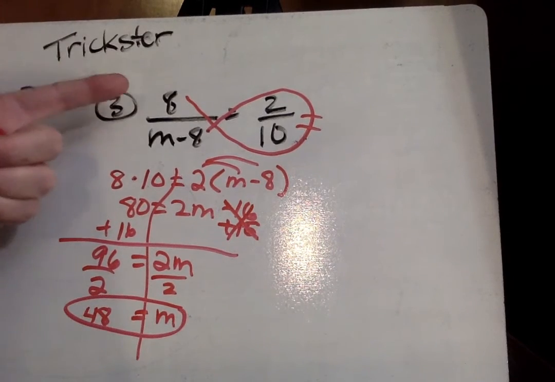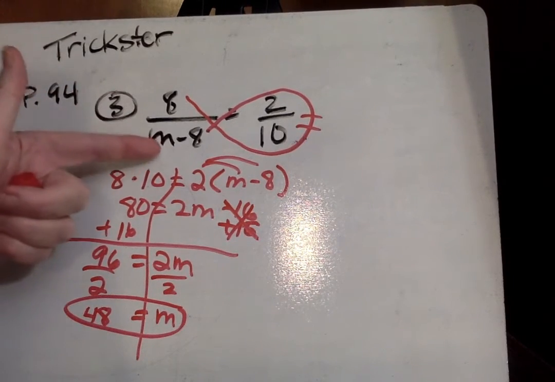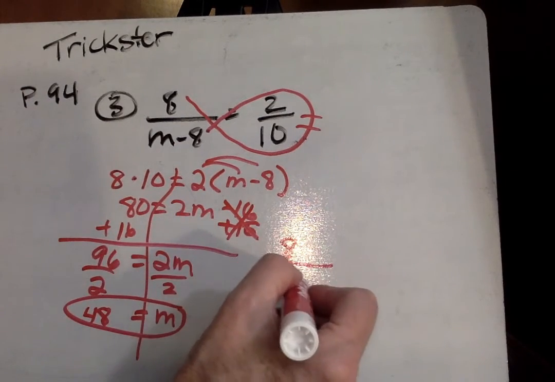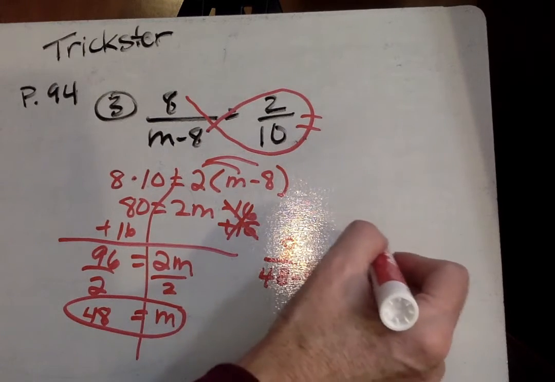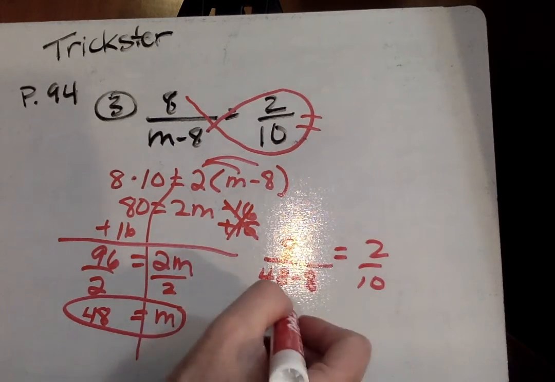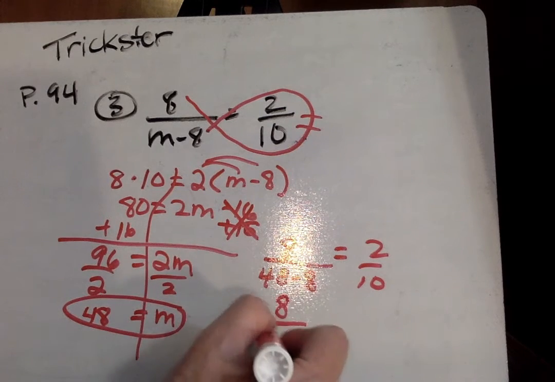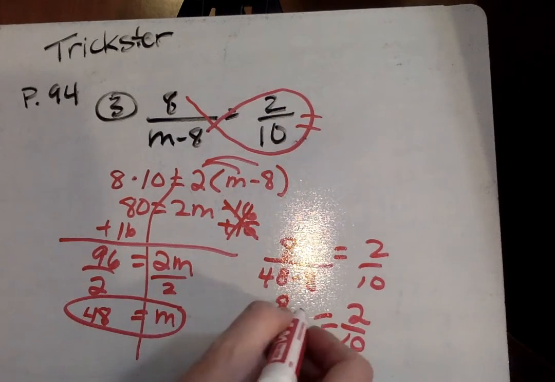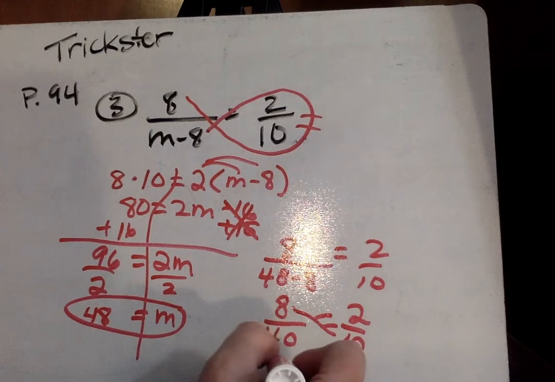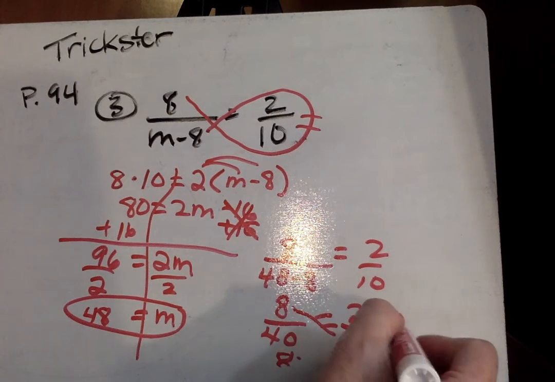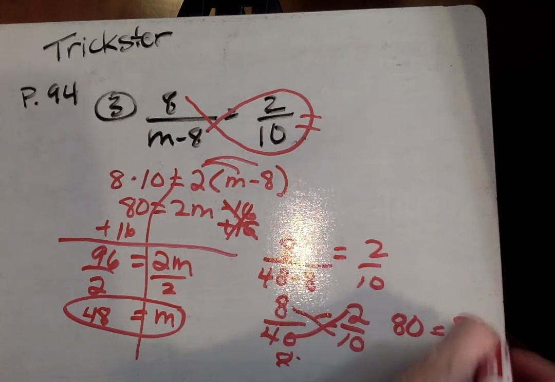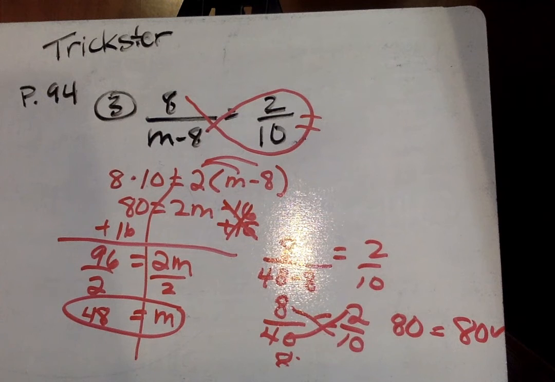So then if we plug it back in, if m is 48, what's 48 minus 8? So 8 over 48 minus 8, does that equal 2/10? 48 minus 8 is 40. Does that equal 2/10? Okay. 8 times 10, 80. And 2 times 40, 80. So it checks. There's also number 5 that's a little bit like this as well.